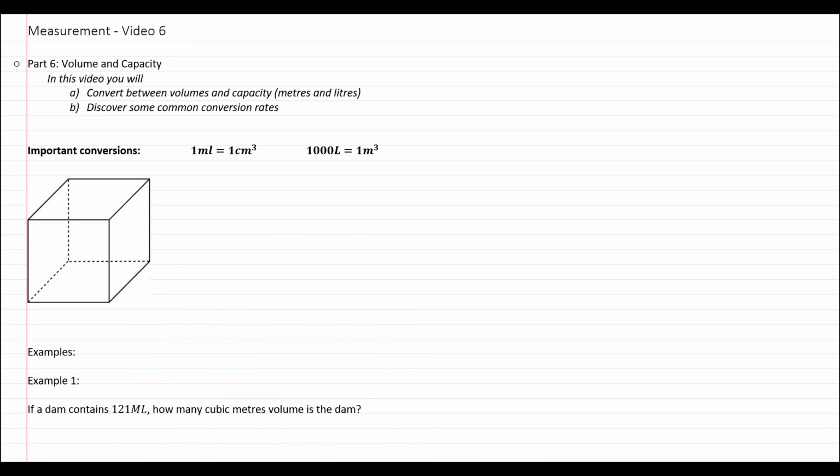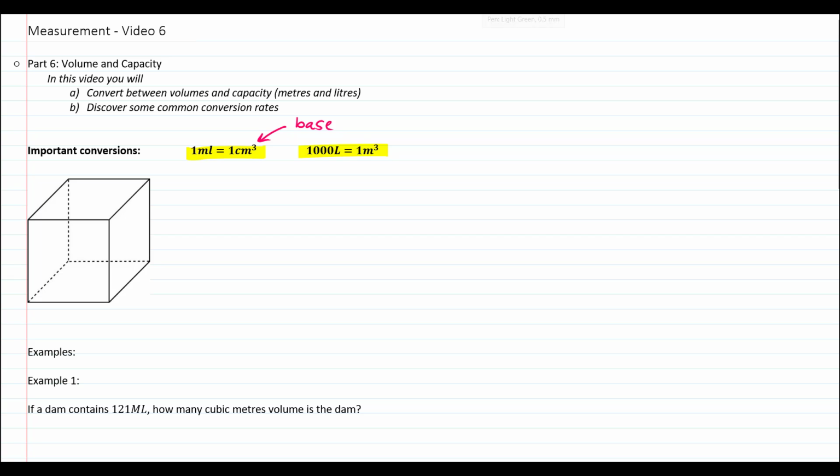In this video we're going to talk about volume and capacity, so the difference between using centimetres or metres cubed and using litres or millilitres. We'll convert between volumes and capacities, and we'll also discover some common conversion rates. Here you'll see I've got the two common conversions. I'm going to talk about where they come from, but really you're going to have to just take my word that this is the base conversion: 1 millilitre is 1 centimetre cubed.